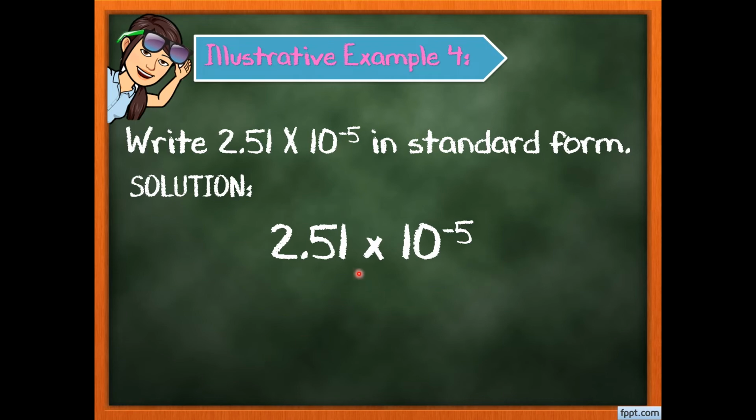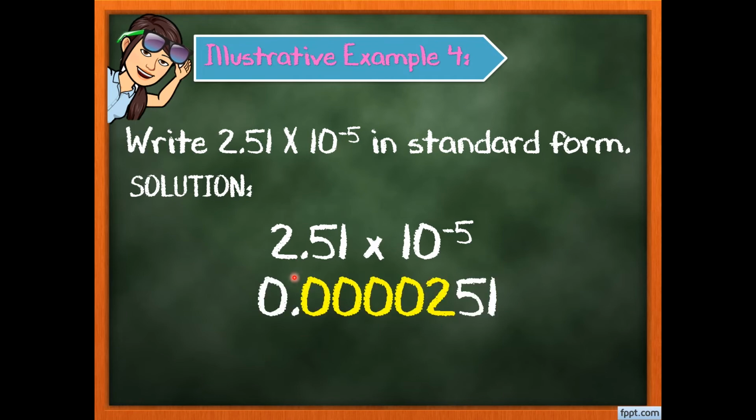So let us copy first 2.51. Then 2.51. So 1, 2, 3, 4. We are going to add 4 zeros to make it 1, 2, 3, 4. So that is the answer.